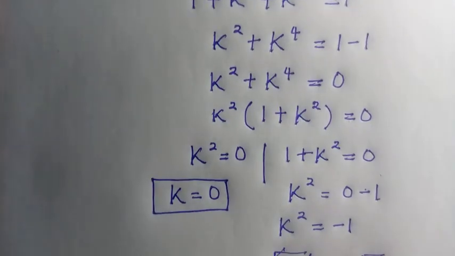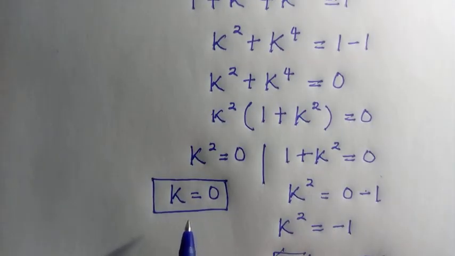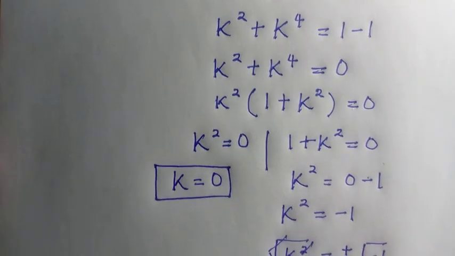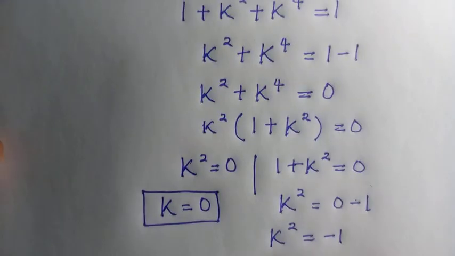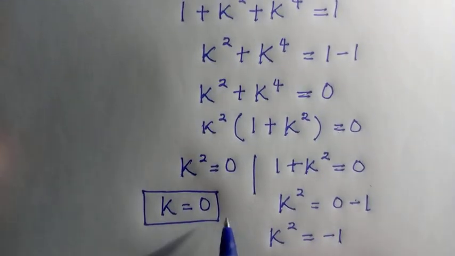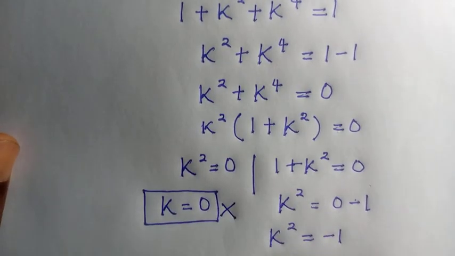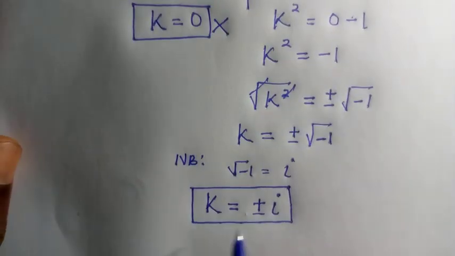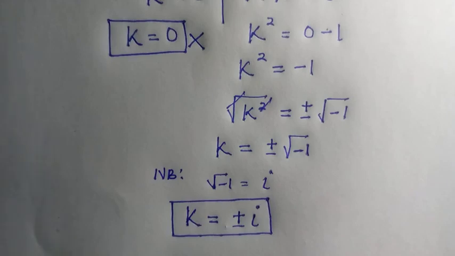When we consider k equals 0, we don't want to have an undefined equation. When we substitute here, we are not going to have a result, as the numerator and denominator give us 0 divided by 0. So we are going to reject this, as the only solution here is plus or minus i. So this is how to solve this.